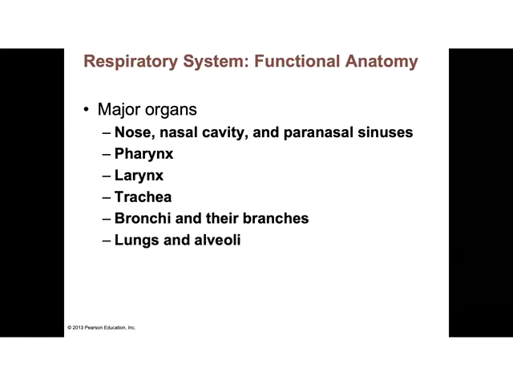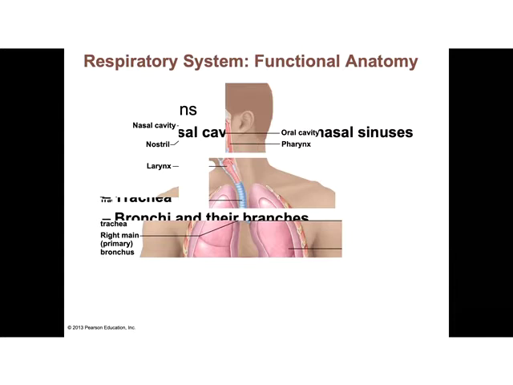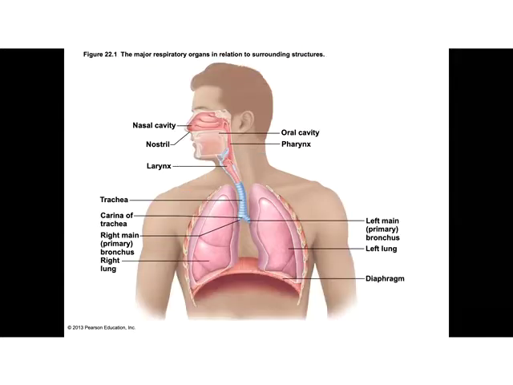There's the nose and the nasal cavity and paranasal sinuses, which are connected to each other. There's the pharynx and the larynx and the trachea, the bronchi and the numerous bronchioles that branch off of them, and then the lungs and the alveoli, right? And then you can include the diaphragm in this as well. And so you can see the anatomy here, right?